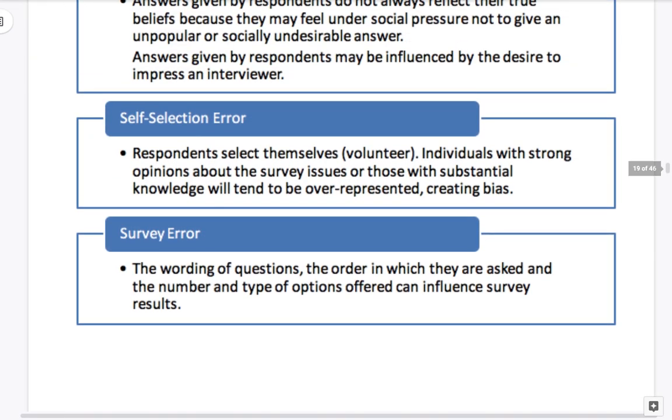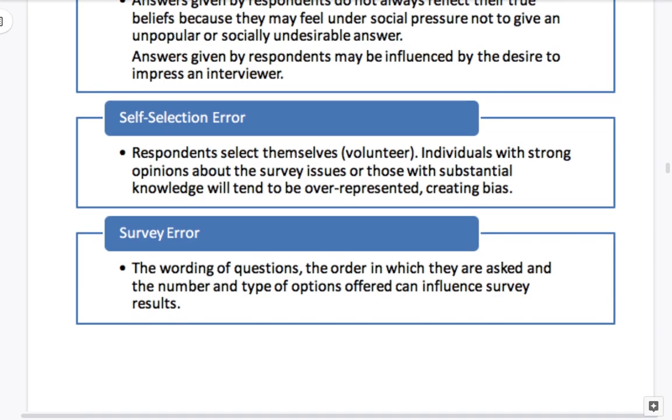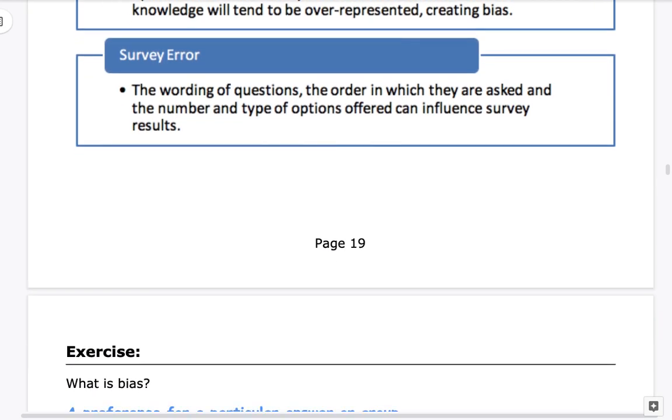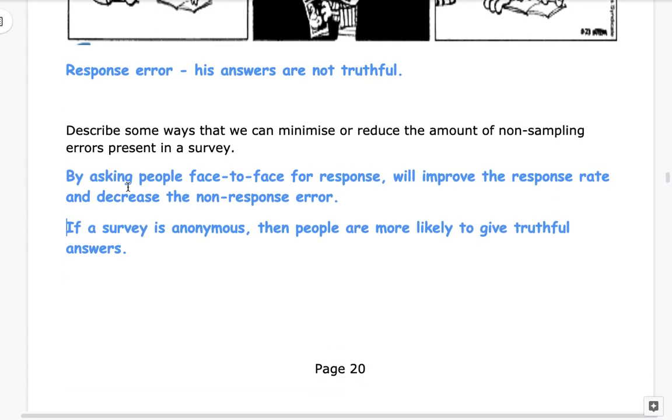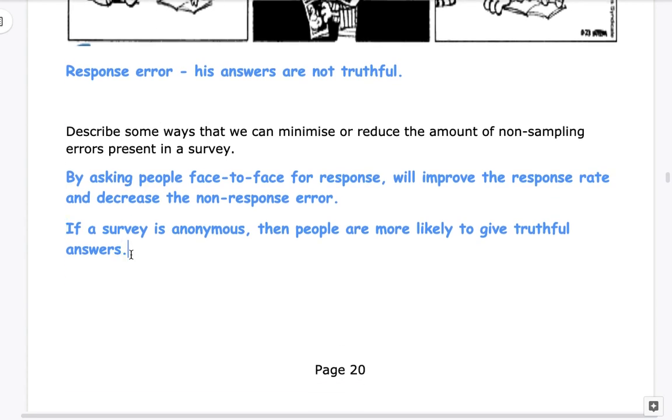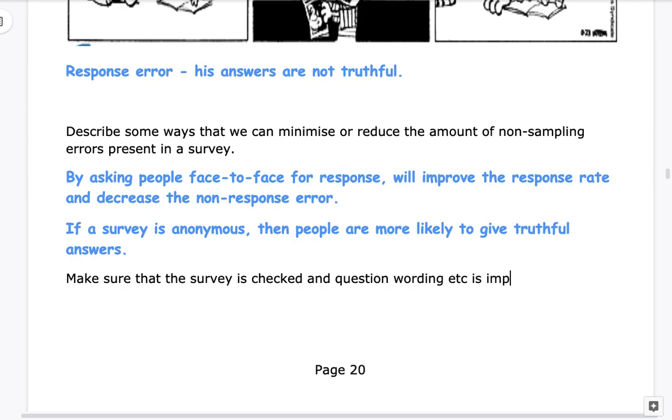What else have we got? Survey wording. That's the wording of the questions, the order that they're asked. So another thing that we could do is to make sure that the survey is checked and question wording, etc. is improved before sending out our survey. Okay, so there's a few ideas for you.